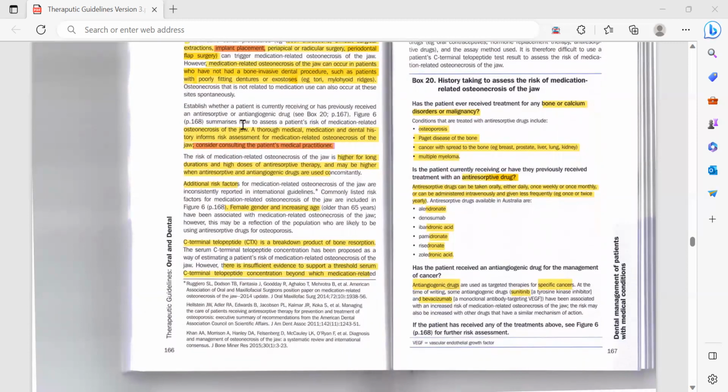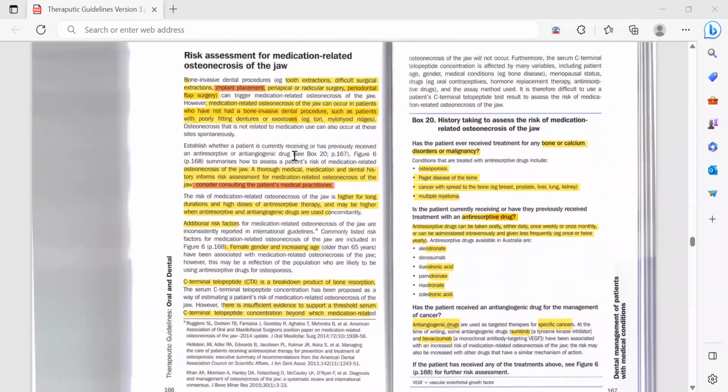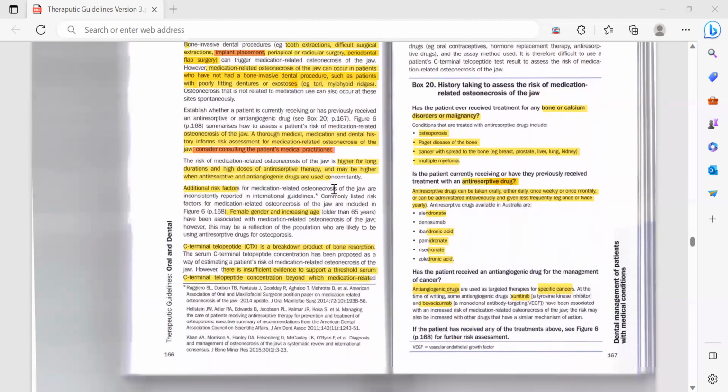Then what you need to do is take a thorough medical history, medication history, and dental history, which informs risk assessment for medication-related osteonecrosis of the jaw. Consider consulting the patient's medical practitioner. You are not the only person who will make the judgment whether the patient is compatible to undergo any dental treatment or not. You need to consult with their medical practitioner.